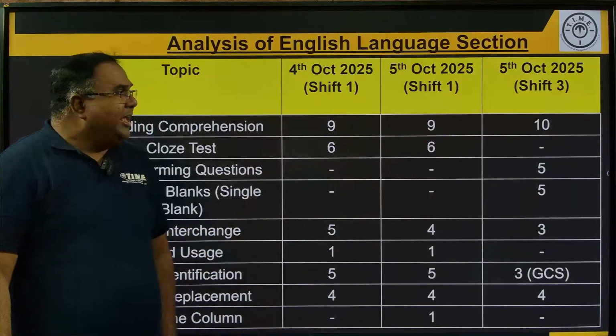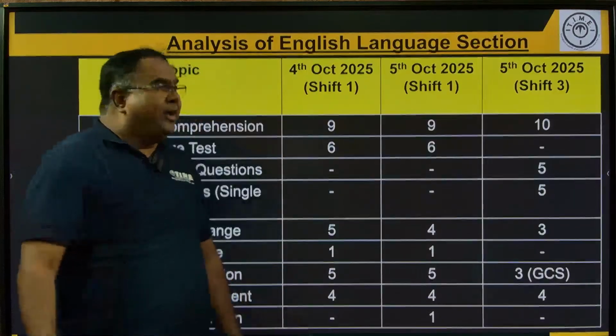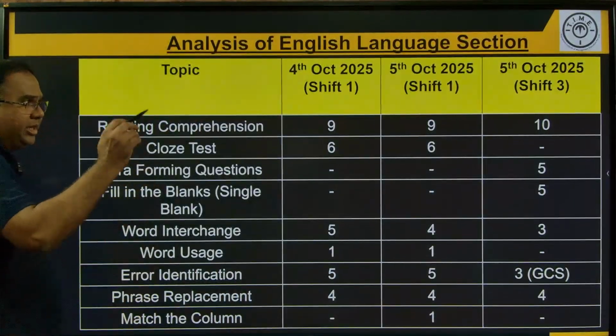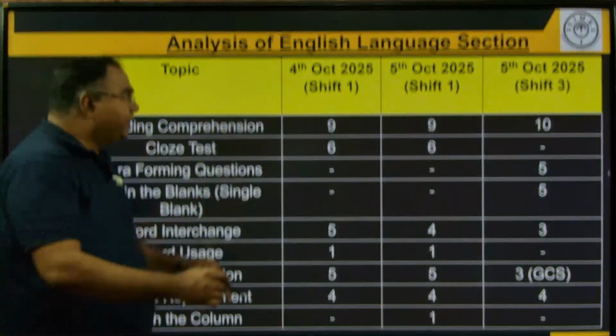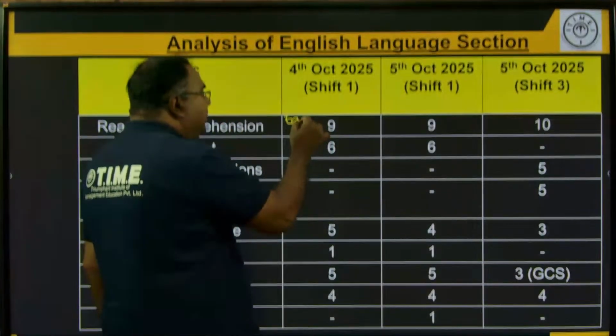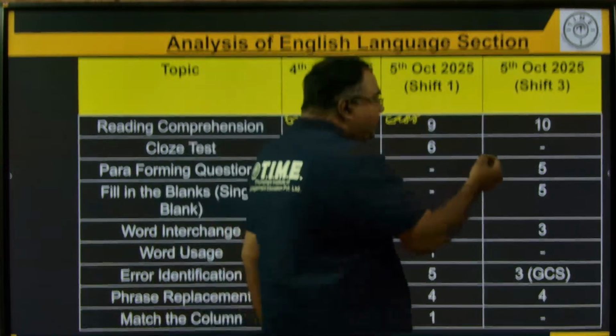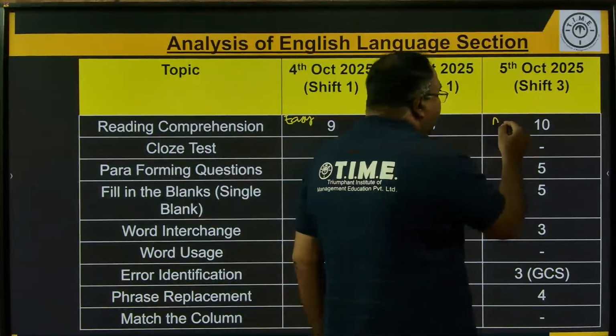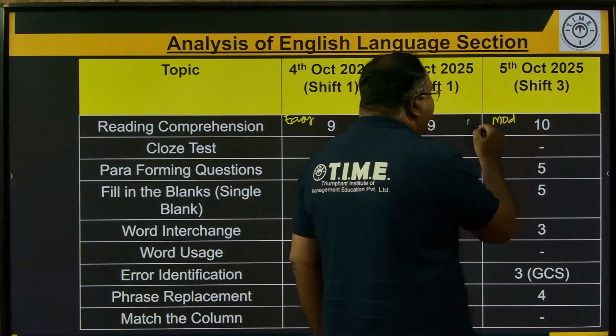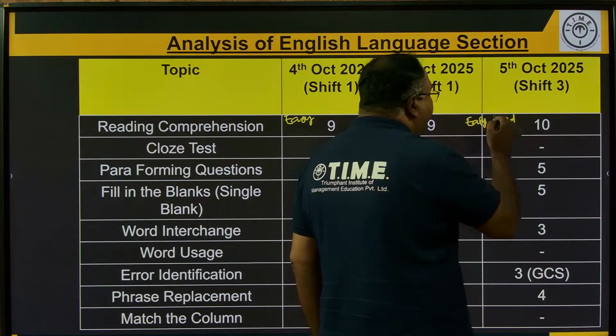Now let us look at the English language section. In English language, reading comprehension and general English language were very easy. This was also very easy. But this particular one can be called easy to moderate, particularly 5th October shift 3.